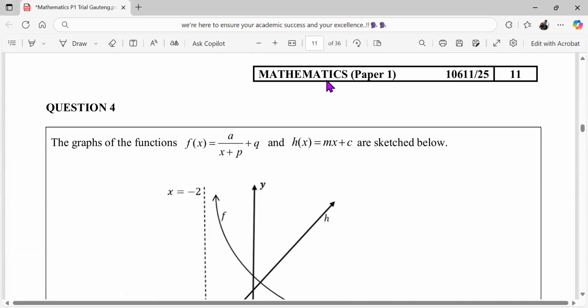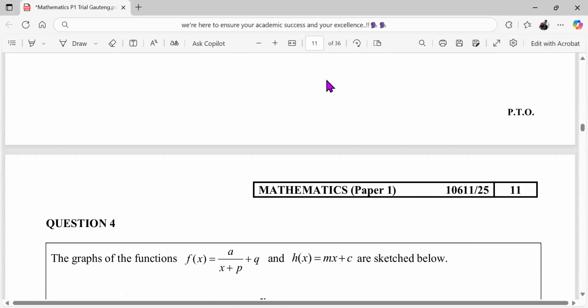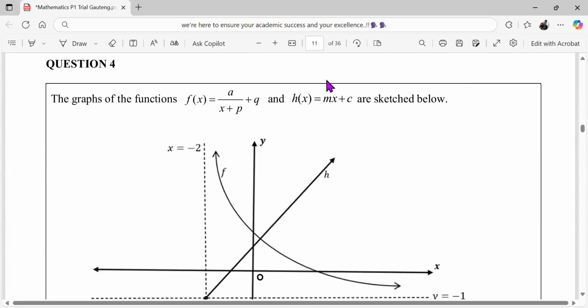Okay, so now we are looking at a hyperbolic function. In this case, they say we have the graphs. We have two graphs. The first one is f of x equals a over x plus p, plus q, and this is the hyperbolic function. And h of x is a straight line having the equation mx plus c.